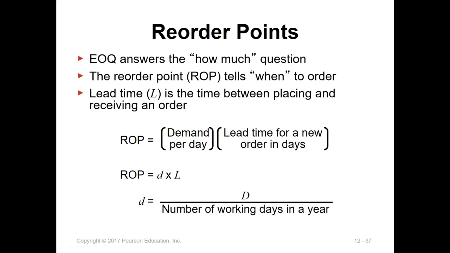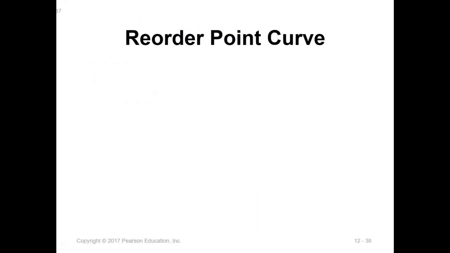The ROP, the reorder point, equals the demand per day times the total lead time in days. So this equation is pretty simple. It equals the demand per day, small d, times the total lead time. Then how do you calculate the small d? Small d equals the annual demand divided by the number of working days per year.